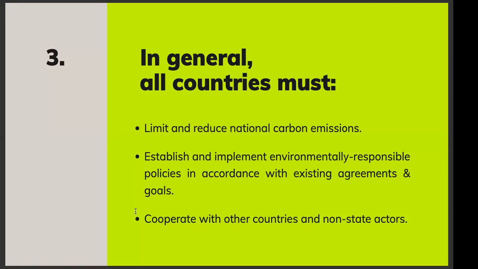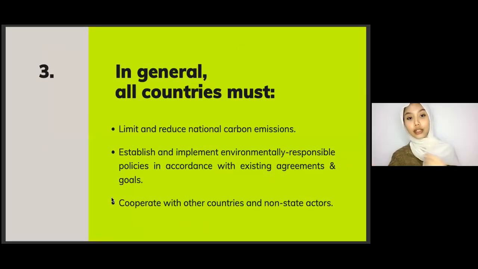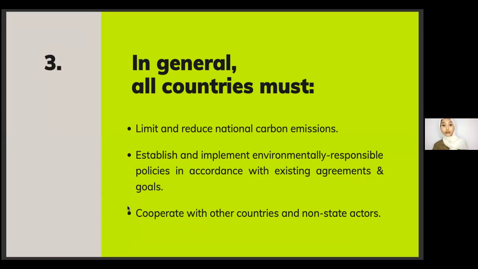The first is to limit and reduce carbon emissions, especially in national context. So, in order to reduce the global carbon emissions, of course, every country has to limit their own carbon emissions within their own territory. And then the second one is to establish and implement environmentally responsible policies in accordance with existing agreements and goals. So to establish these policies, of course, every country has to consider a lot of aspects.